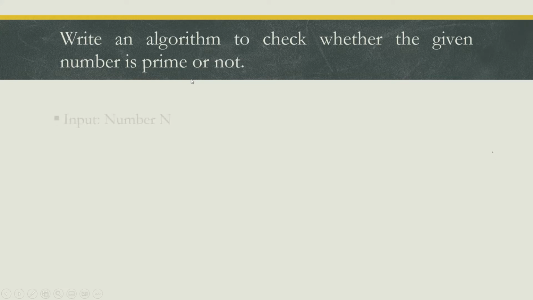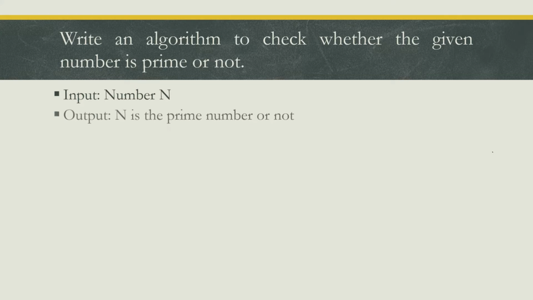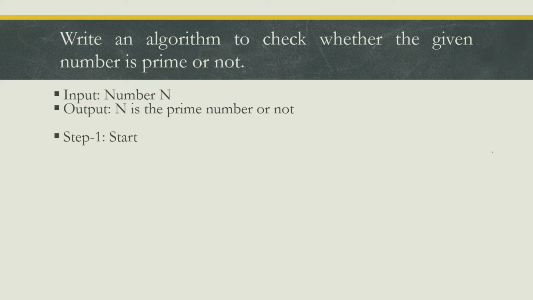So what should be the input here? The number n is the input which the user will enter, and the algorithm will give output whether the number entered by the user is prime or not. As you know, the first step of any algorithm is start. Then the second step is to take input from the user, that is the number n. Step 3, we set one variable for dividing the given number, the variable I, and I will initialize this variable to 2.